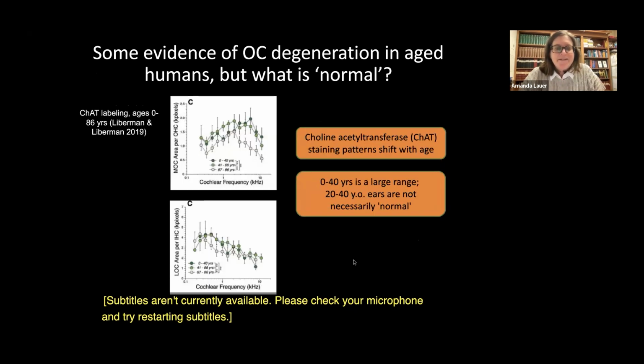And there's a little bit of data from very large age groups of animals showing that this pattern changes with age as well. This is across cochlear frequency regions for the medials and laterals. Primarily, these changes are in the higher frequency regions for the medials with age, indicating some loss. But the young group is 0 to 40 years, which is a really large range. 20 to 40 years old is not necessarily normal. And I think we all know how hard it is to get hold of really good quality human temporal bone tissue from younger donors to really get at this question.